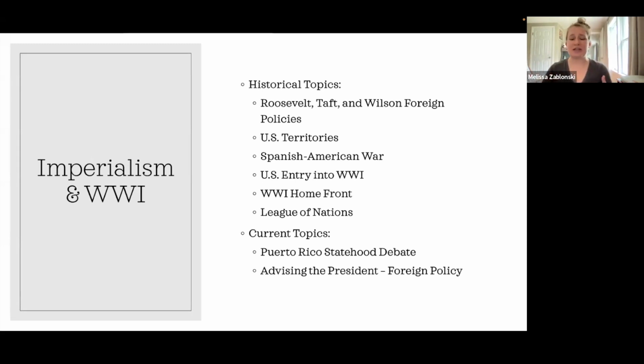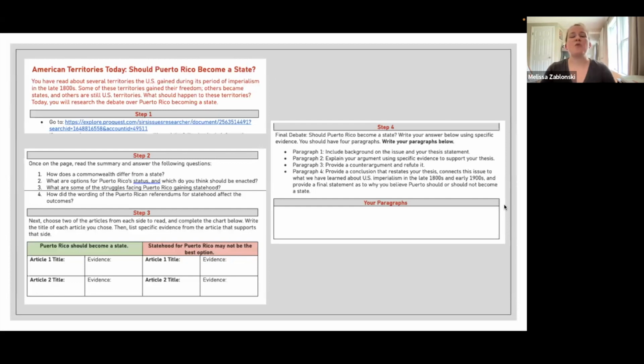And two of the ways that we connect this to current topics are looking at Puerto Rico and the statehood debate, and then also an advising the president activity that I do with students. So when we talk about American territories, we talk about how some of these territories still are not fully independent today. We still have American Samoa, the Virgin Islands, Guam, Puerto Rico, to name a few.